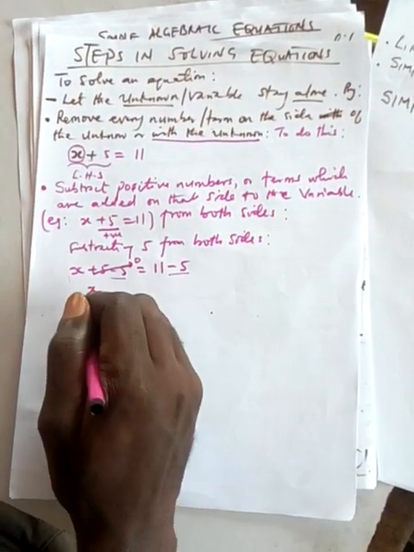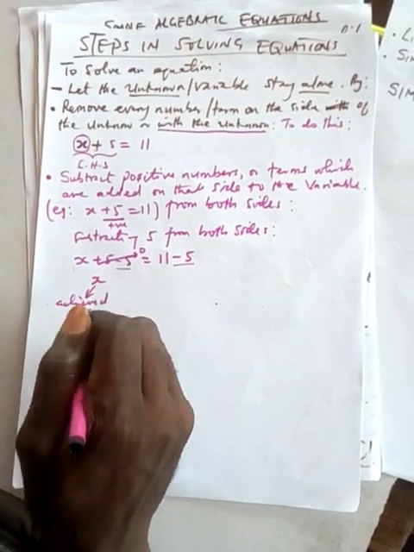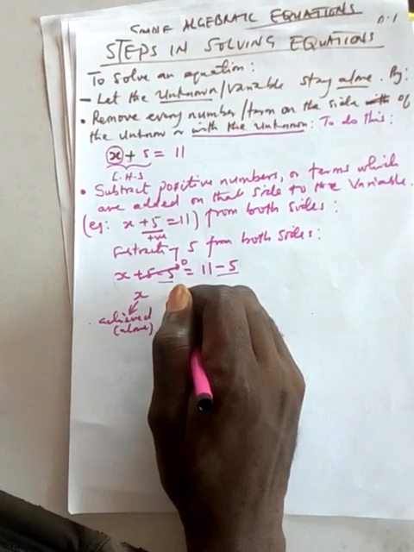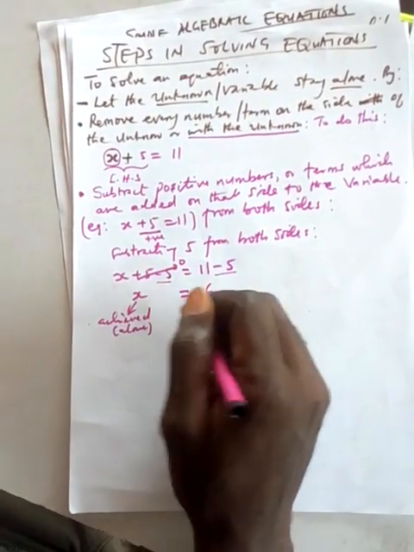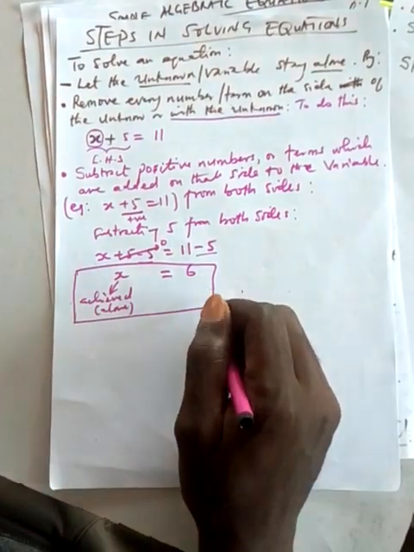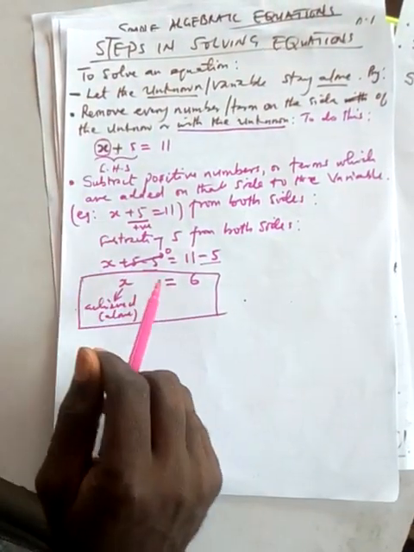And we have achieved our aim, because it is alone. So x equals 11 minus 5, which is 6. And that easily answers the question: what can we add to 5 to give 11? The answer is 6.